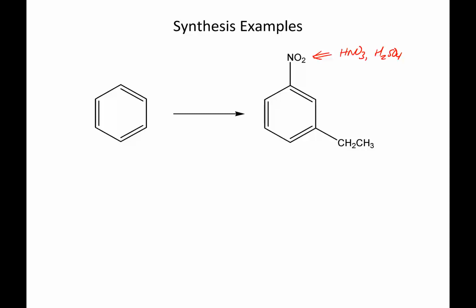How do I add an ethyl group to the ring? Number 12. 1, 2, 3, 4, 5, 6, 7, 8, 9, 10, 11. And we're back to Sarah.